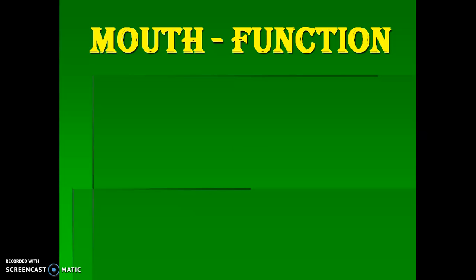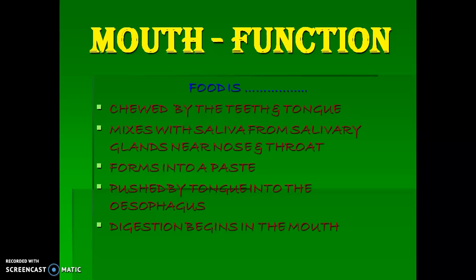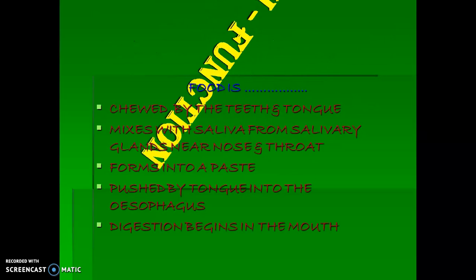What is the function of the mouth? In the mouth, food is chewed by the teeth and tongue. This mixes with saliva from salivary glands near the nose and throat. It is formed into a paste which is pushed by the tongue into the esophagus, and so digestion begins in the mouth.